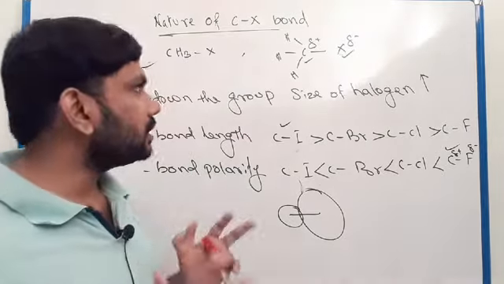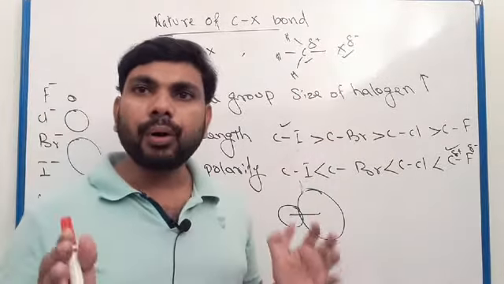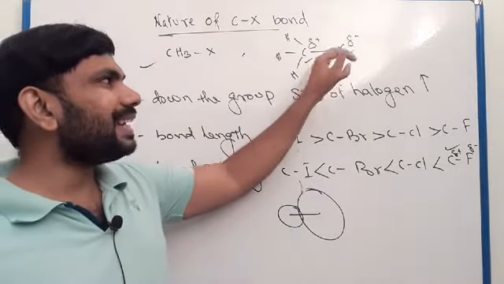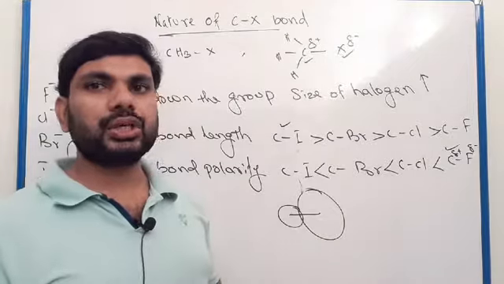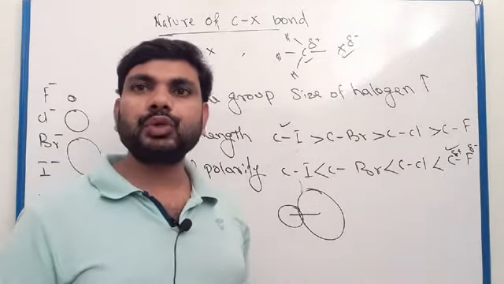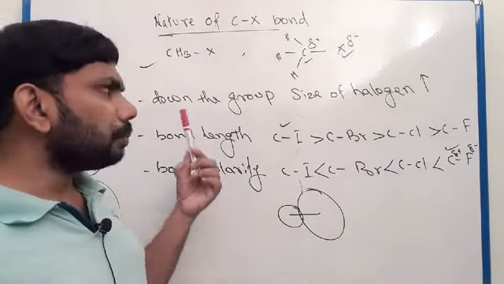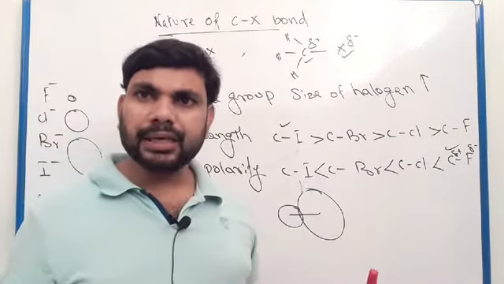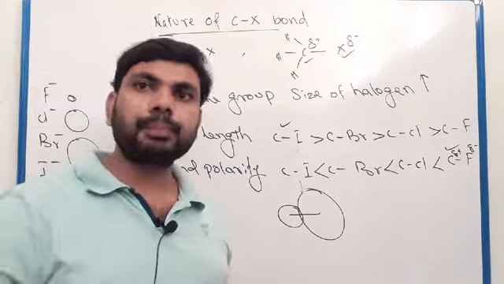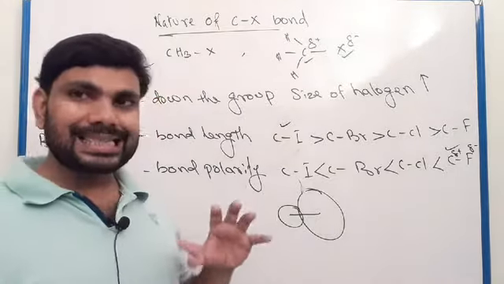Clear? So in this session we discussed the C-X bond. Here halogens are more electronegative, so this C-X bond is polar in nature. The electron pair moves towards the halogen, which gets a partial negative charge, and carbon gets a partial positive charge. Also, when moving from top to down, the size of the atom increases, so the carbon-halogen bond length increases from top to down. The C-I bond length is higher. But charge density decreases.